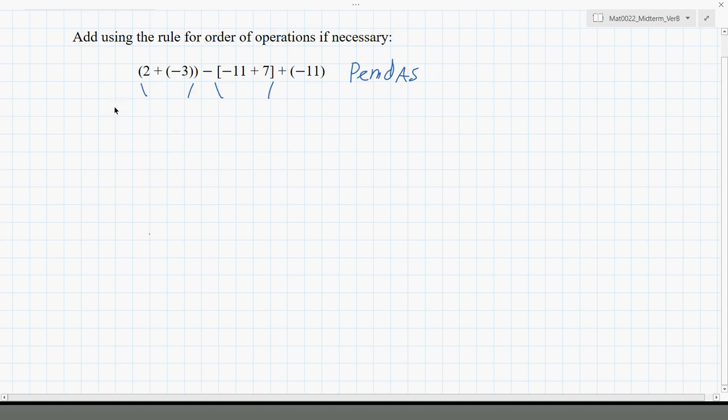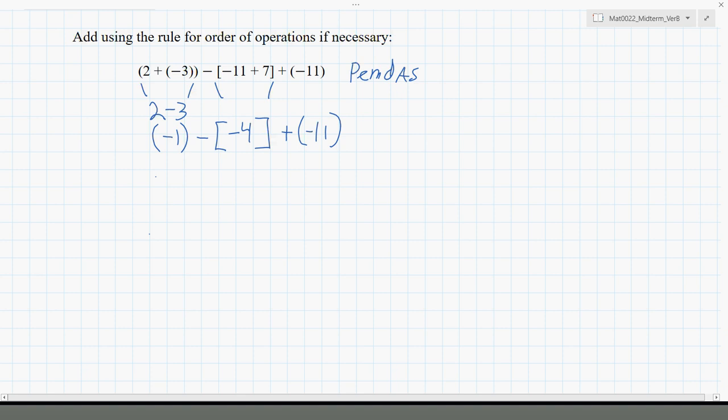So we have 2 plus a negative 3, which is just the same as saying 2 minus 3, which gives us a negative 1. We'll put him back in his parentheses for right now. We'll put a minus sign. We'll do the bracket. Now we got negative 11 plus 7, which means that we're taking 7 away from 11, which gives us a negative 4. And then we're going to put him back in his brackets, and we're going to add him to a negative 11. Alright, so we have negative 1 minus negative 4 plus 11.